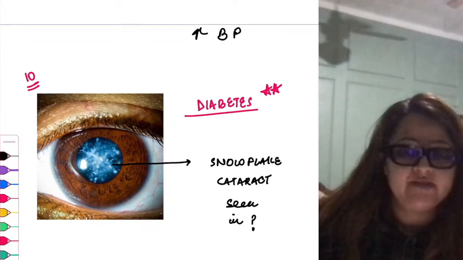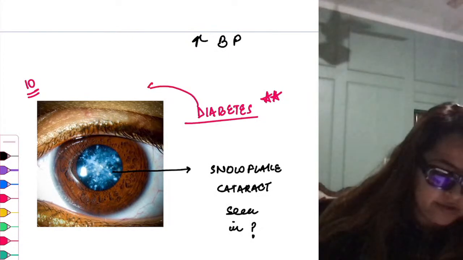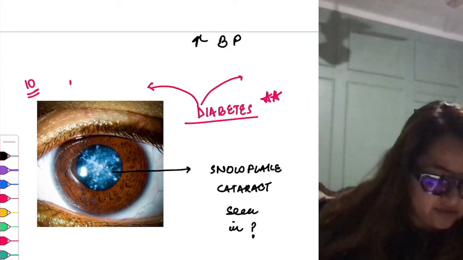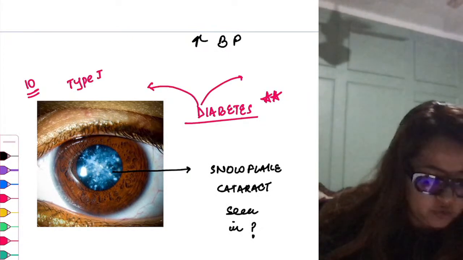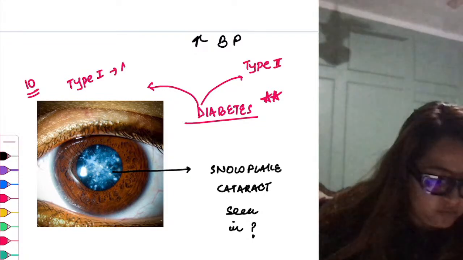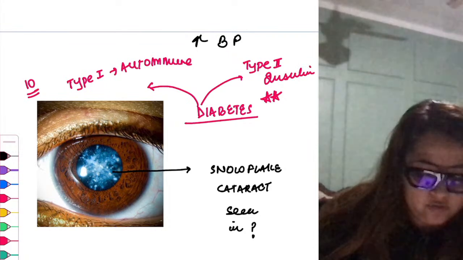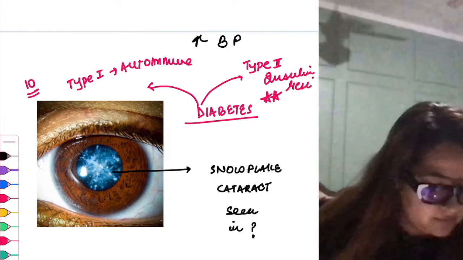Moving on to the next picture. So guys, what are the two varieties of diabetes? Quickly tell me. There are two varieties, type 1 and type 2. Type 1 is autoimmune and type 2 is due to the insulin resistance.